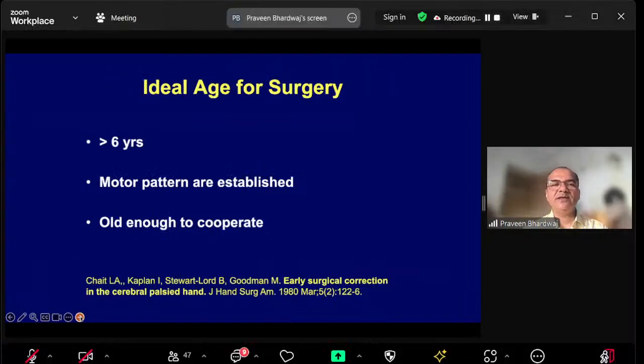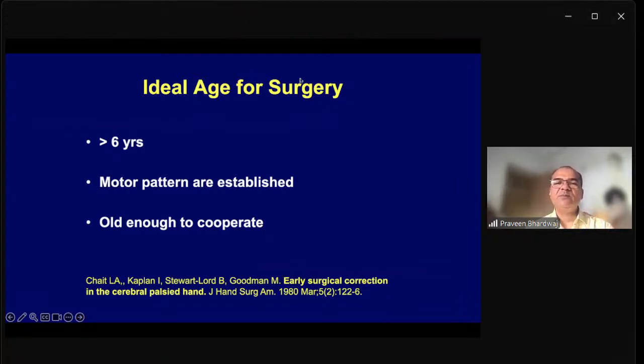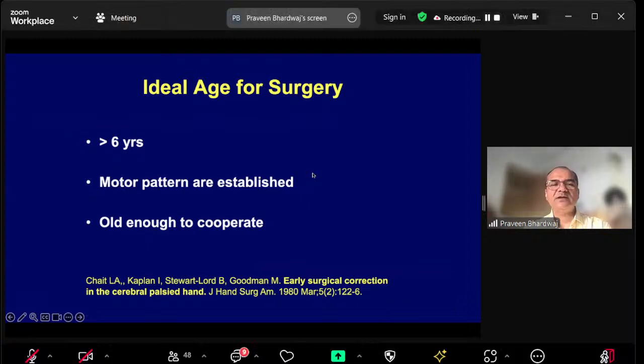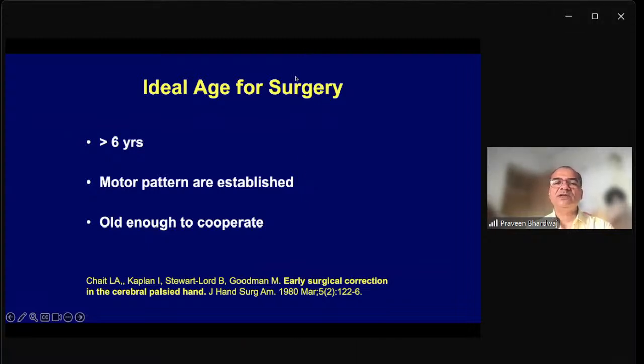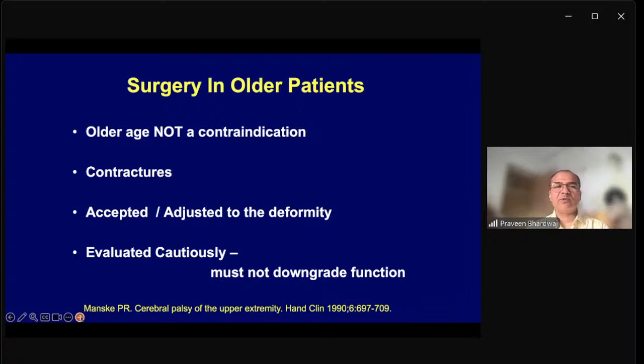What is an ideal age for doing surgery? I think anytime after 6 years should be okay, because at around 6, the motor patterns usually get established. It is easy to assess the children, and they are able to cooperate well with our rehabilitation protocol. But older age is not a problem. Though it appears that reconstruction could be difficult in an older patient, we have observed that older patients are not that difficult, because they are more committed to rehab and easier to assess. If there is no contracture, they would get results just like a child.